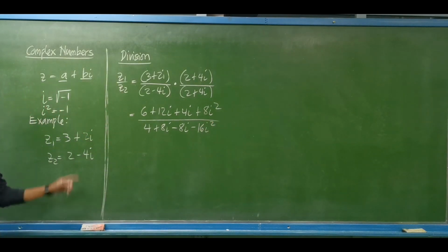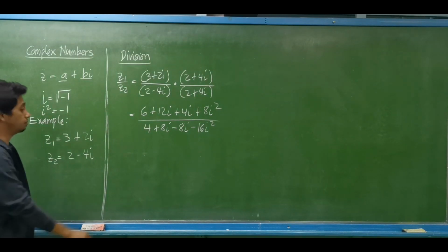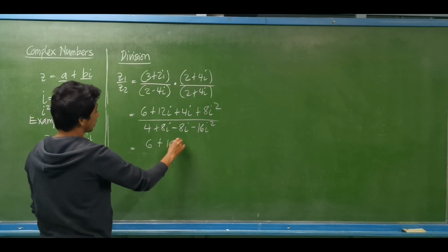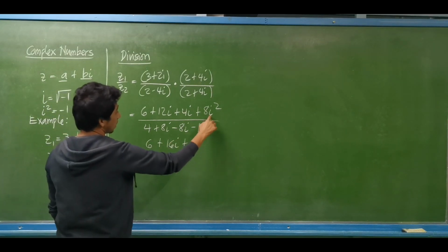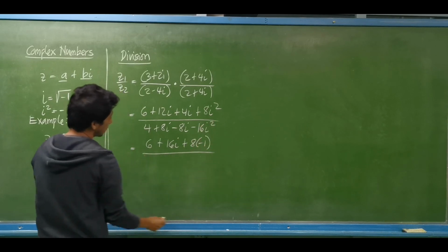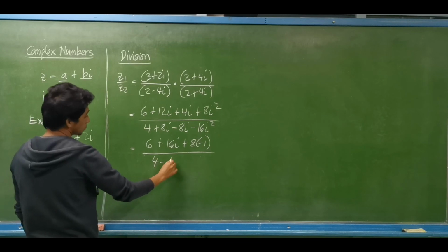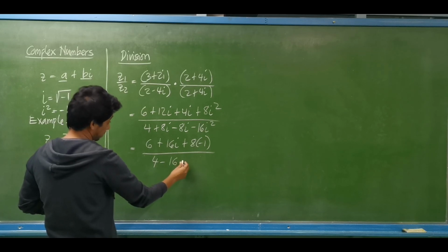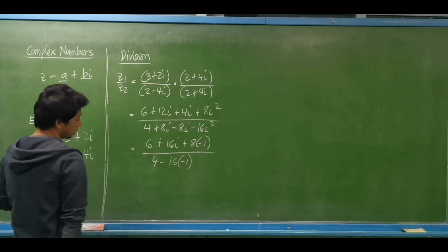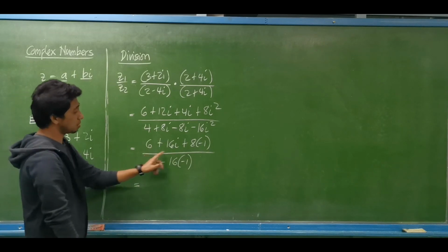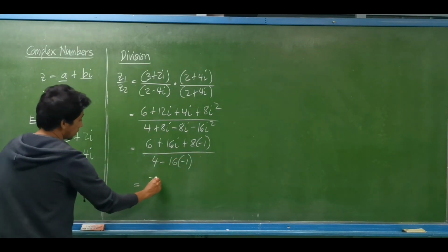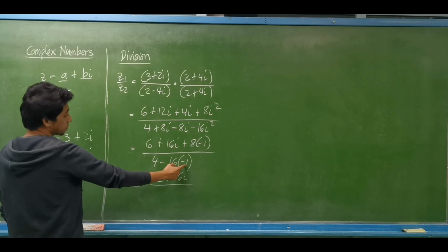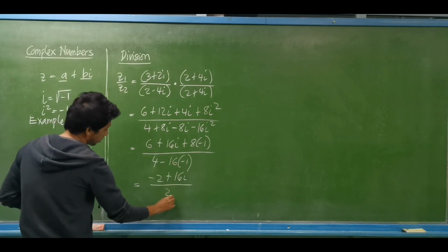Then we simplify. The equivalent of i squared is negative 1. So we have 6 plus 16i, plus 8 times i squared, which is negative 1, over 4 minus 16i squared, that is the same as 16 times negative 1. Then we have 6 minus 8, that will give us negative 2 plus 16i, all over 4 minus 16 times negative 1. This is the same as 4 plus 16, so this is over 20.